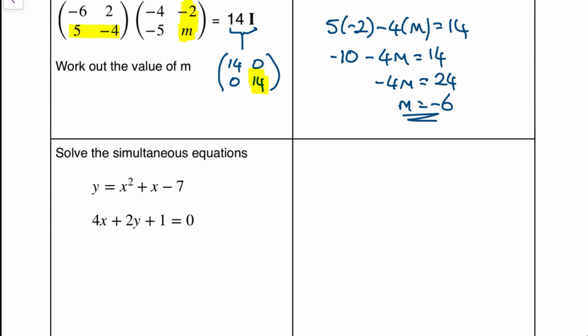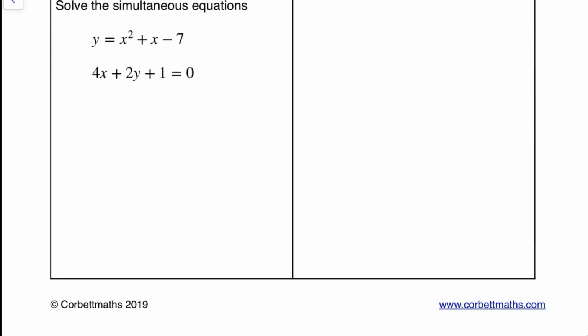M equals minus 6. Nice question. What I like about this question, and it's a good example of something, is don't do more than you need to. I didn't need to expand the whole thing. I just need to observe. I need to expand one row and one column. Done. Next one. Solve the simultaneous equations.